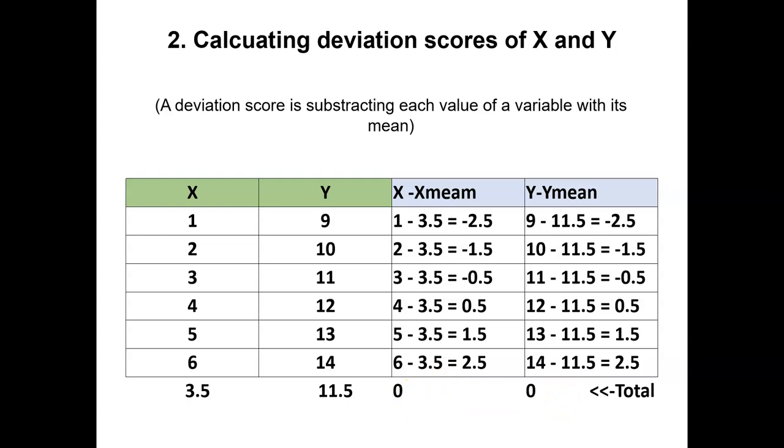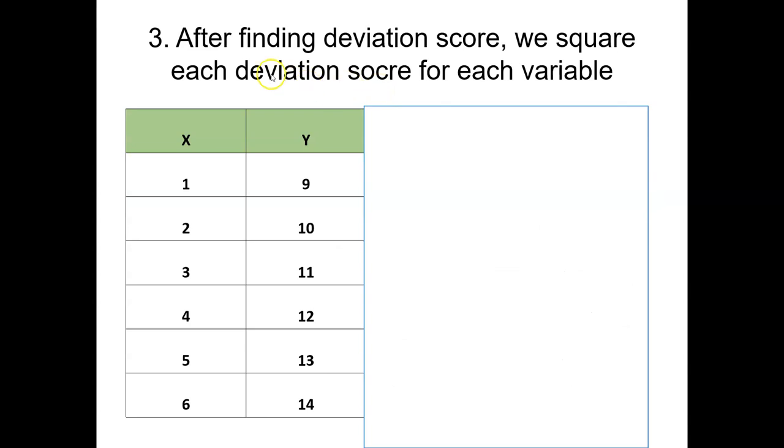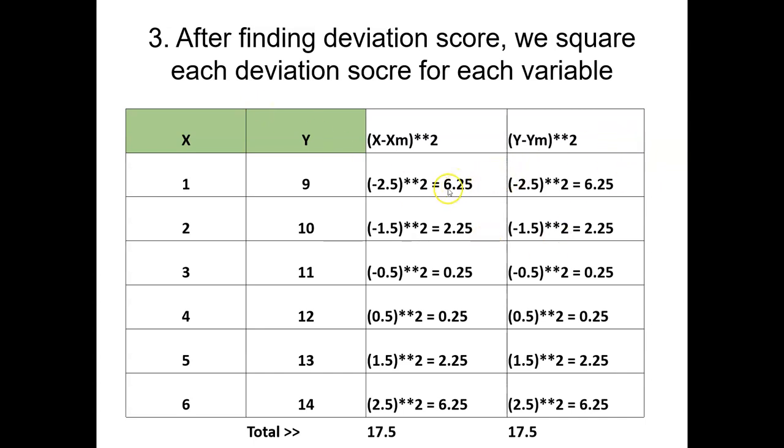Now moving forward to the third step, after finding the deviation scores, we are going to square each deviation score for each variable. We calculated the deviation scores minus 2.5, minus 1.5. Now we are just going to square them up. So we get this value: minus 2.5 squared is 6.25, minus 1.5 squared is 2.25. This way I'm going to do it for x and y both, squaring each individual deviation score.